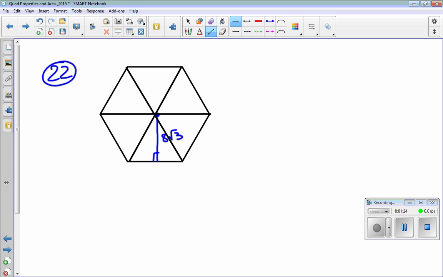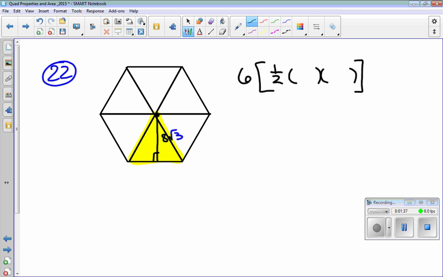Okay? And we are going to look at finding the area of one of the triangles. So we know as a plan, we have 6 of these congruent triangles. The formula for a triangle is 1/2 base times height. We know the height is 8 radical 3. We now need to find the base. Okay, that's the only missing piece to it. So if we draw it a little separate, and we know that we have 8 radical 3 here, how do I find the base? Tell me what I need to do.